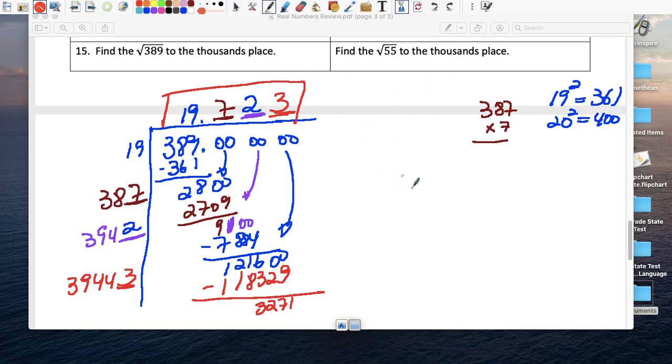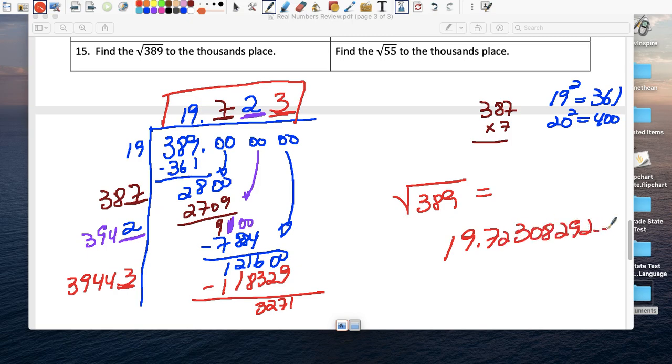So take the calculator, find the square root of 389. Let's see if we're close, or actually not close. We are exactly correct. If you take the square root of 389 on your calculator, it's going to say it's equal to 19.7230892, and I don't know what else, but the first 3 decimals are the 3 that we just found. Okay, so that's going to be your bonus point. Find the square root of a number to 3 decimal places.